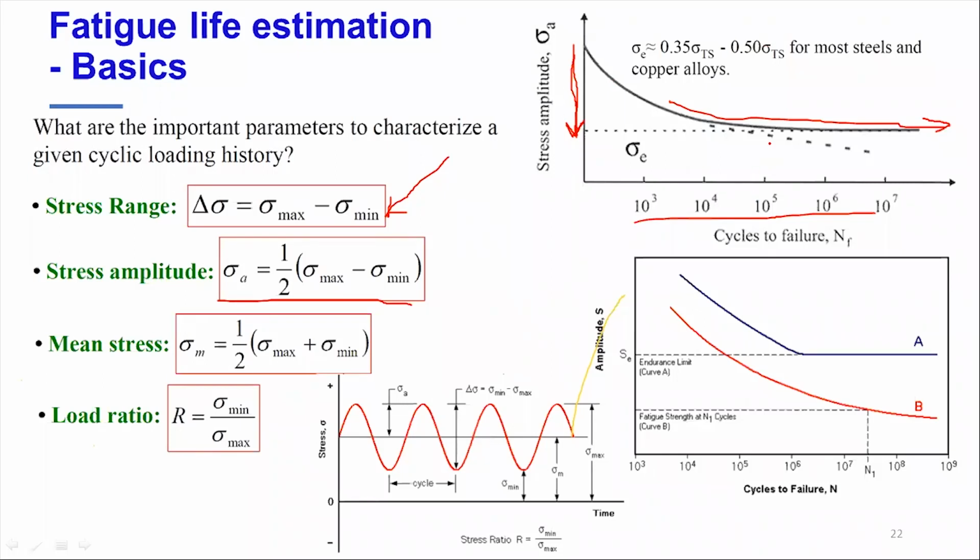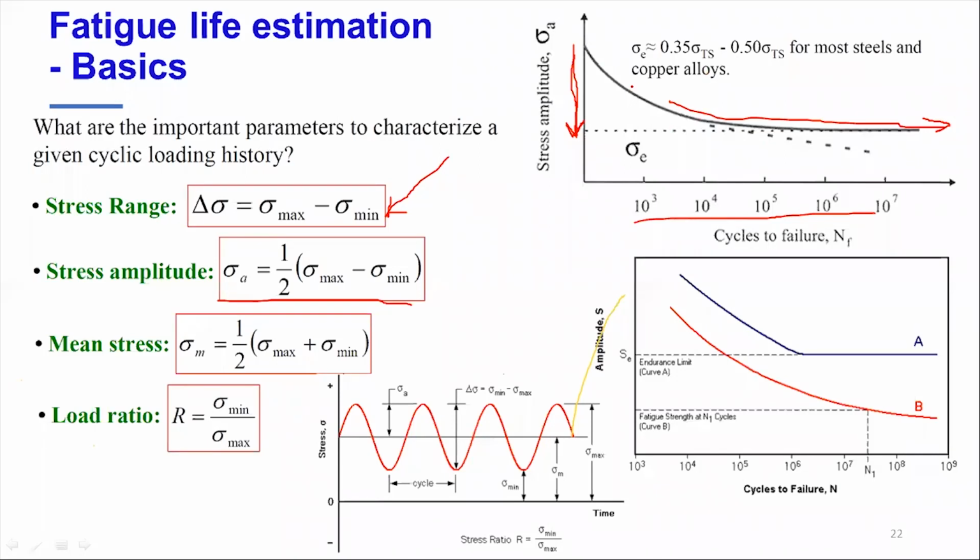Because SN curves are typically plotted using 3-point beam bending, and they are plotted for zero mean. Now, you have SN curves available for some positive mean and negative mean also, but typically the SN curves which you get are for zero mean.